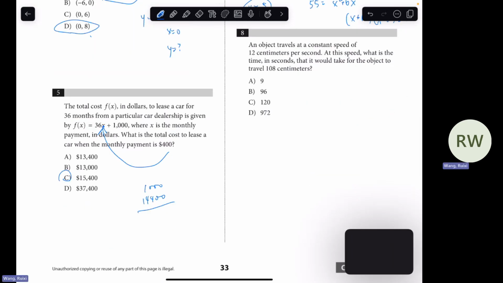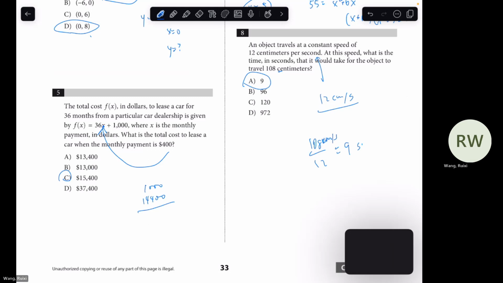Travel at constant speed, 12 centimeters per second. It could help you just rewrite some information down, right? What's the time in seconds it takes to travel this? It's just 108 divided by 12, which is 9 seconds.